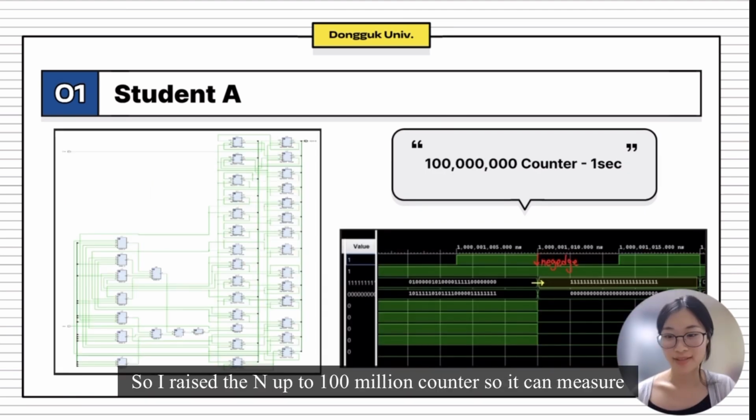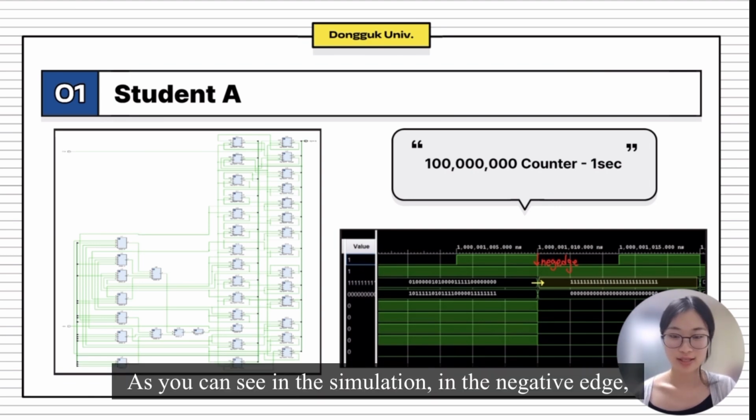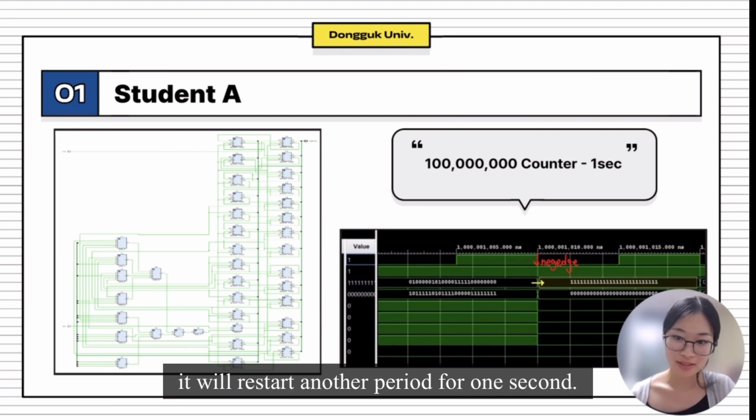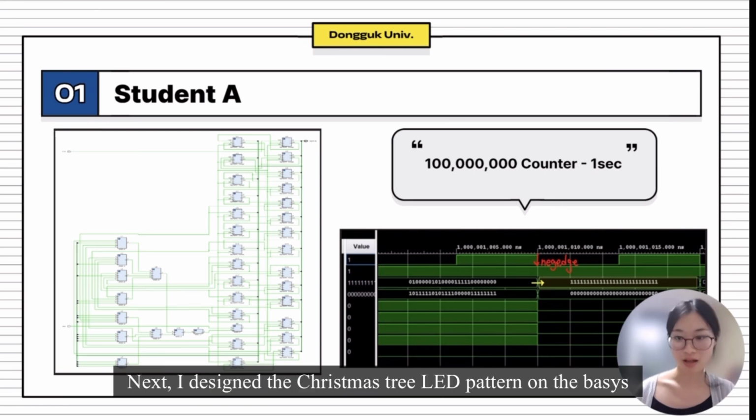So I raised the N up to a 100 million counter so it can measure 1 second. As you can see in the simulation, at the negative edge, it will restart another period of 1 second. So it can actually be the basis of the clock.